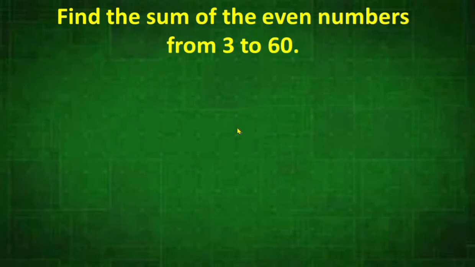Let us have another problem. Find the sum of the even numbers from 3 to 60. Now, is 3 an even number? No. So meaning to say we're not going to start at 3. We are going to start at 4.